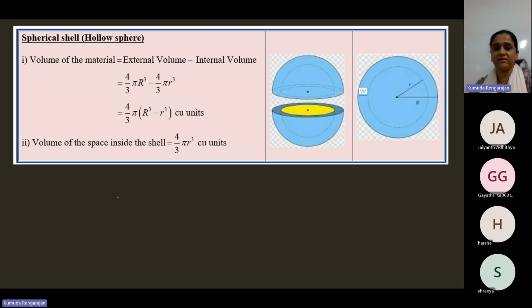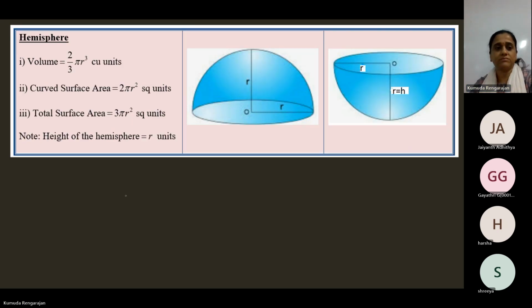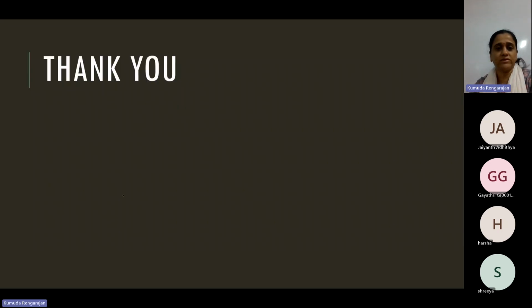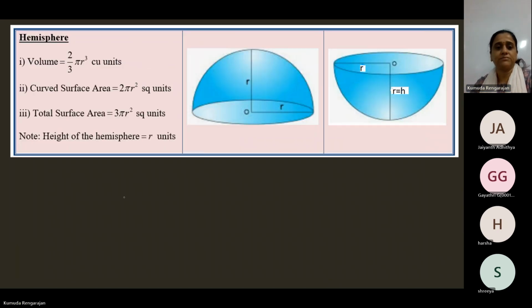Hemisphere. We'll come to this later. This also we'll see later. Yeah, hemisphere. Half of a sphere is a hemisphere.